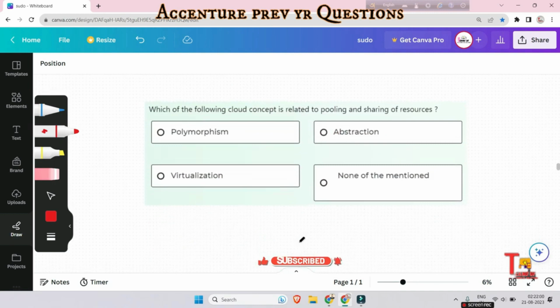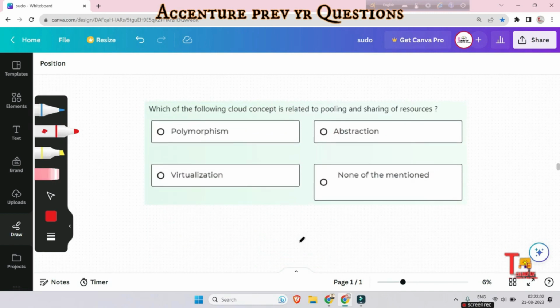Okay, the next question is, which of the following cloud concepts is related to pooling and sharing of resources? Polymorphism, virtualization, abstraction, or none of the mentioned? In this case, the answer will be virtualization. Because virtualization is the means by which resources are shared. Through this type of computation, it is possible to run applications and services on a common distributed network by using virtualization. So this will be the answer in this case.